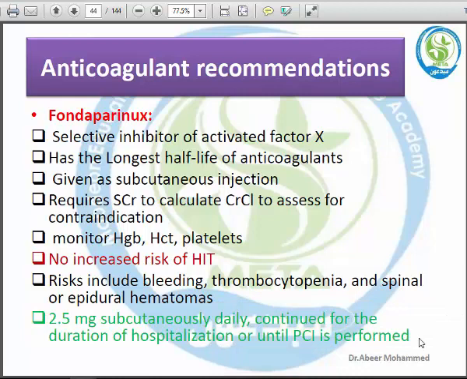The recommended dose of fondaparinux is 2.5 mg subcutaneously. We should take care that it is given subcutaneously, not IV. It is continued for the duration of hospitalization or until PCI is performed.